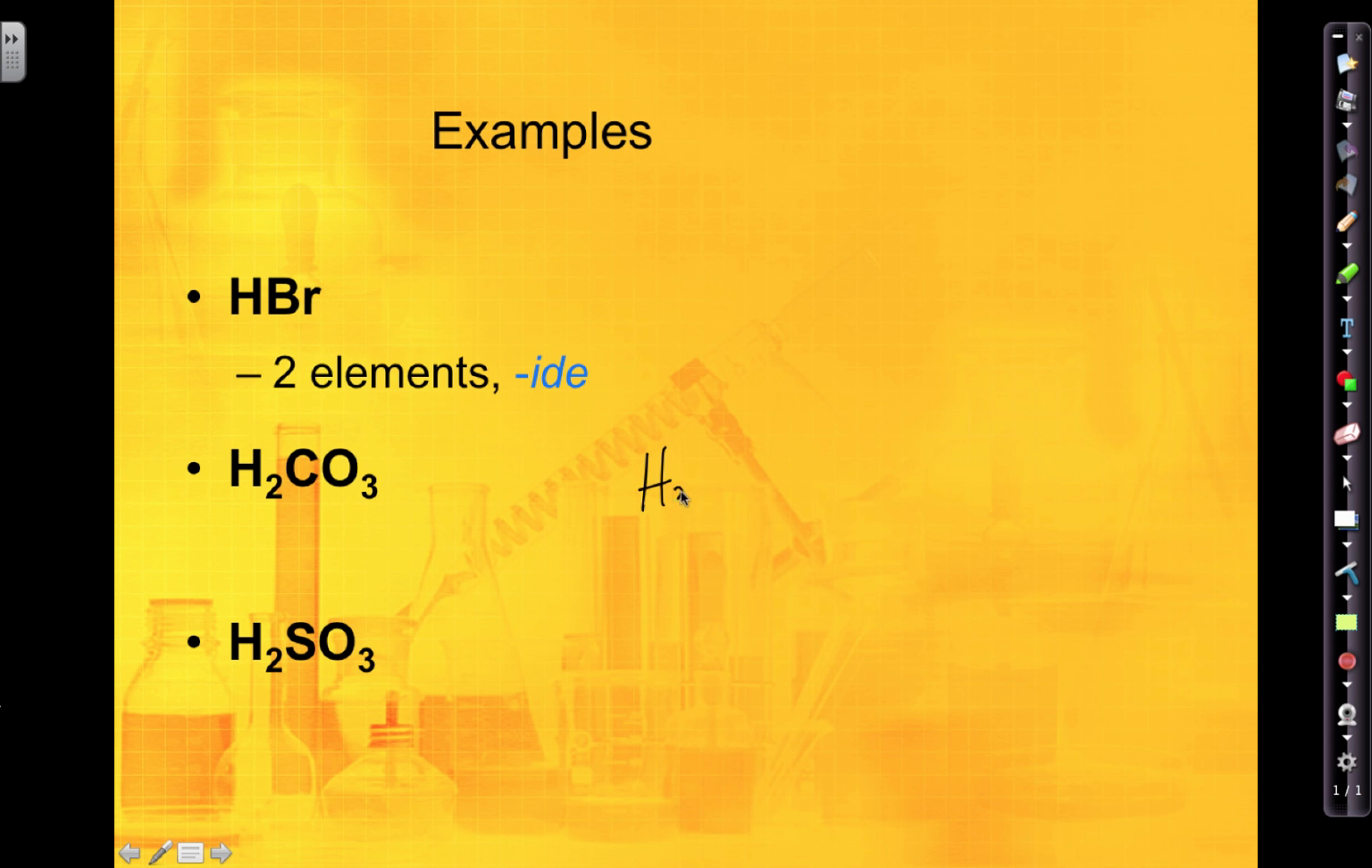We'll do H3PO4. Okay, so this one, it's more than two elements, so no hydro prefix. So just look at the last part. It's PO4, which is phosphate. So it becomes phosphoric acid.